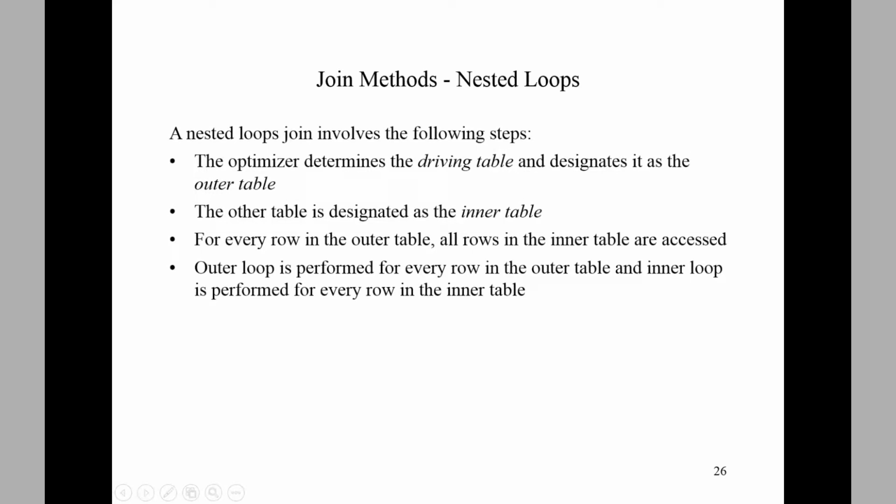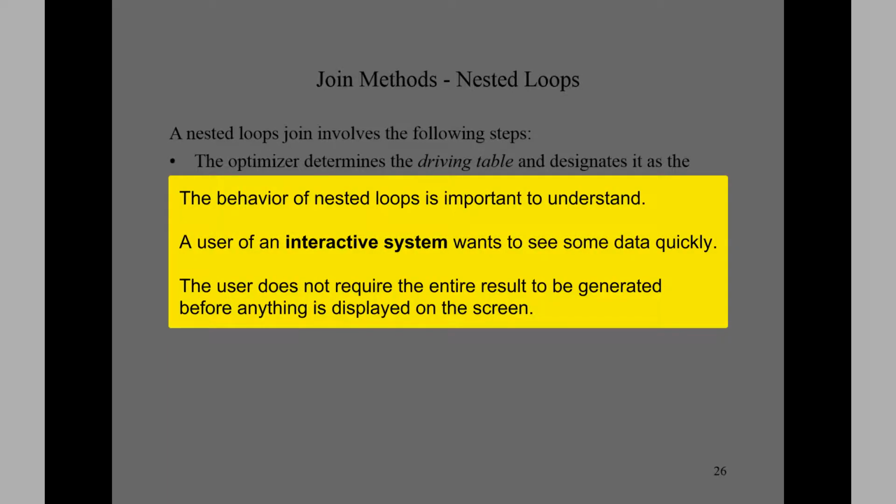A nested loops join involves the following steps. The optimizer first designates one of the tables as the driving table or the outer table. The other table will be called the inner table. For every row in the outer table, all rows in the inner table will be accessed. The outer loop is performed for every row in the outer table, and the inner loop will be performed for every row in the inner table. This technique tends to be good for quickly retrieving the first row of a result set. In just a few logical I/O operations, data will be returned to the application.